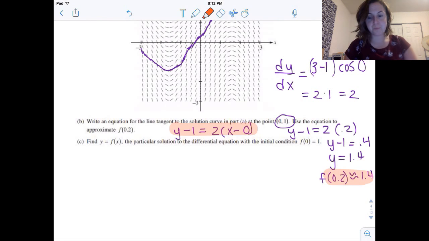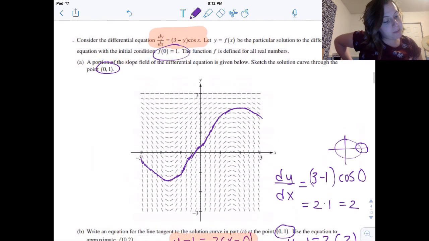Now, the last part we have is find y equals f of x. This is find the particular solution. So, finding this, all right, this was my differential equation. dy dx is 3 minus y.